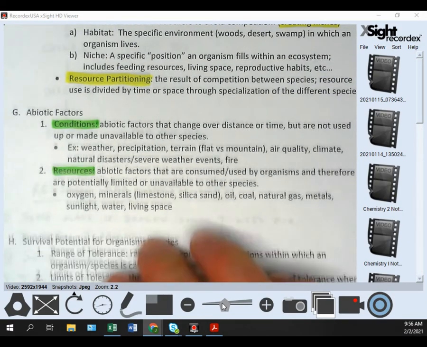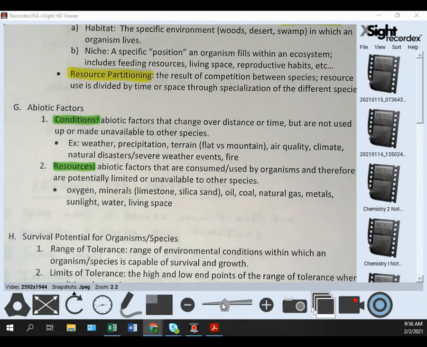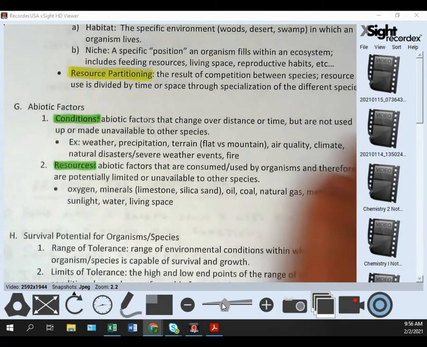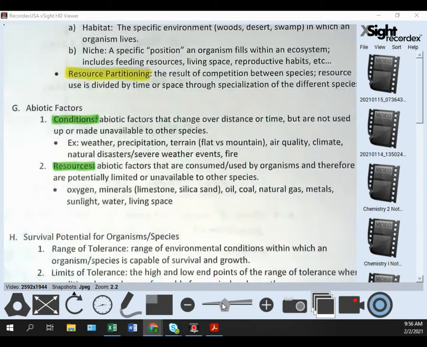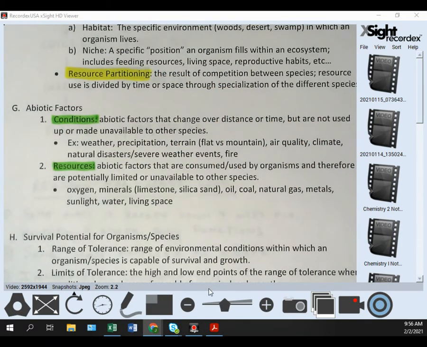Water, same thing, living space, very similar with that. So remember, all of these are still abiotic, they're non-living, but we can split them into two categories as conditions or resources. Okay, any questions on those?